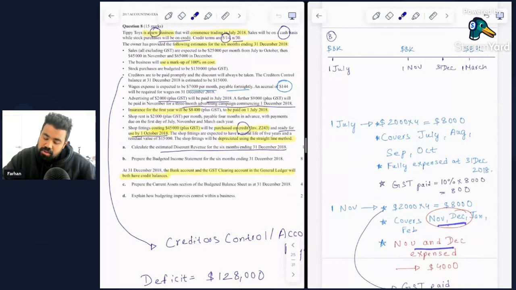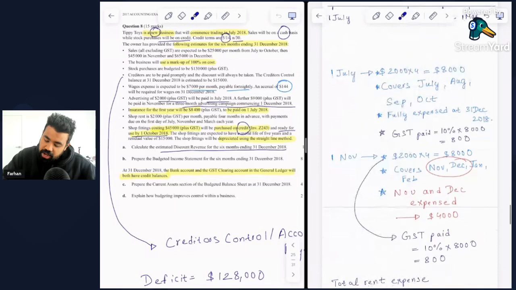So November and December, if we are expensing for 2 months, and given that the rent on a monthly basis is $2,000, then for 2 months, it's 2,000 multiplied by 2, which is $4,000. Okay? Let's calculate the GST paid on rent again, and that's 10% multiplied on $8,000, which is $800 in total.